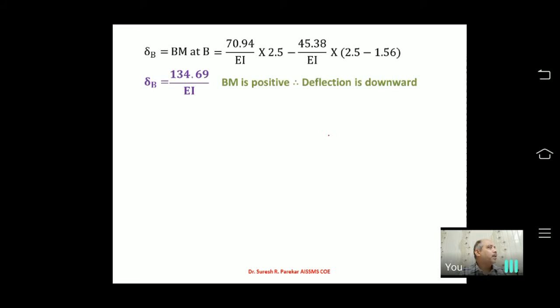So we have this problem, that is with simply supported beam, and we have EI constant, but we have UDL and we have a concentrated load. Now we will go to the next problem.